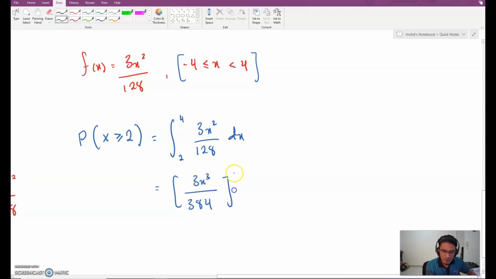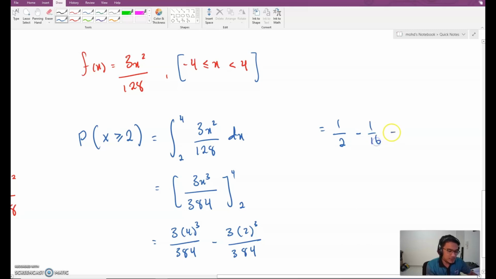Next we go with the integration, which is 3x cubed over 384, from 2 to 4. So we substitute: 3 times 4 cubed over 384 minus 3 times 2 cubed over 384. So it will be 1 over 2 minus 1 over 16, equal to 7 over 16. This is the probability for x bigger than or equal to 2, which also equals the probability of x bigger than 2.